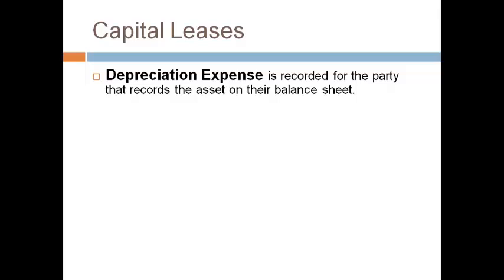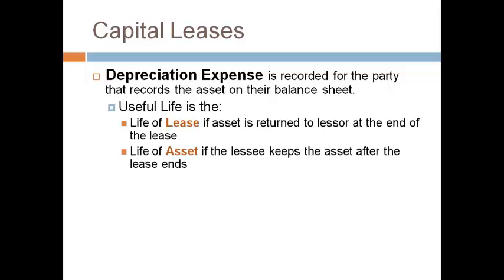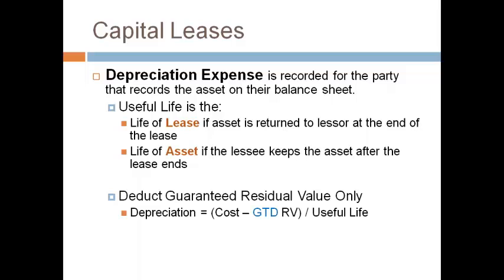The life should be the number of years the lessee intends to use the asset. The useful life will be the life of the lease if the asset will be returned to the lessor at the end of the lease. Useful life will be the life of the asset if the lessee keeps the asset and continues to use it after the lease ends. Guaranteed residual value is the only residual value that is subtracted from cost. The lessee is recording the depreciation expense, and guaranteed residual value is the only residual value the lessee is responsible for. We will discuss the difference in guaranteed and unguaranteed in the next video.